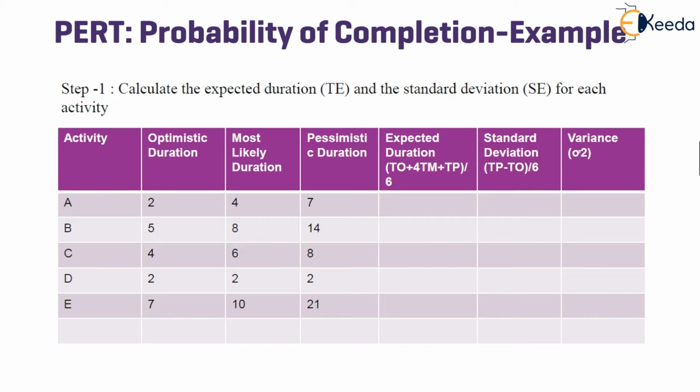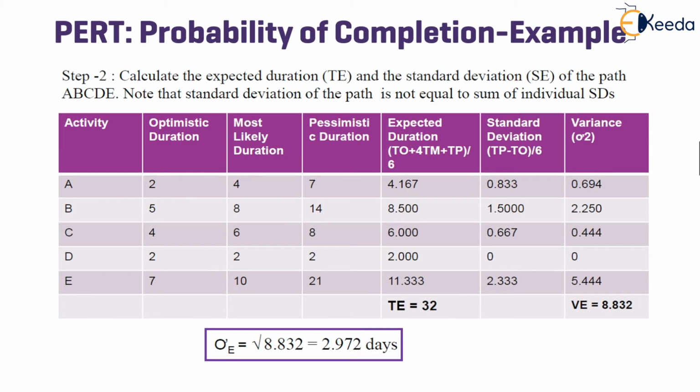PERT, probability of completion example. The first step is to calculate the expected duration and the standard deviation for each activity. Therefore, we prepare this table. By using the formula that we have earlier studied, that is optimistic time plus 4 times mean time, or the most likely time, plus pessimistic time divided by 6, gives the following values.